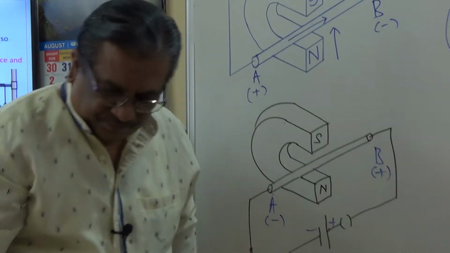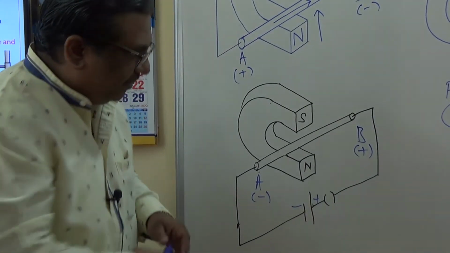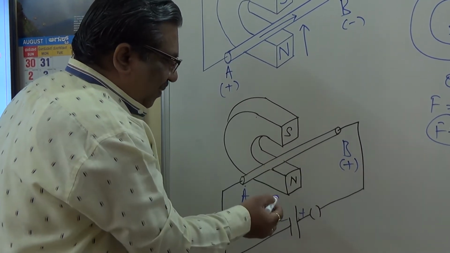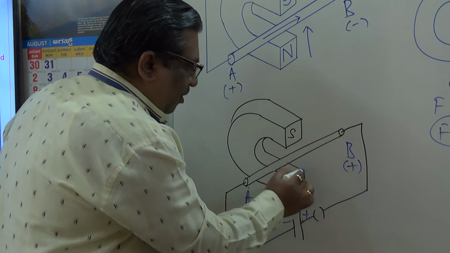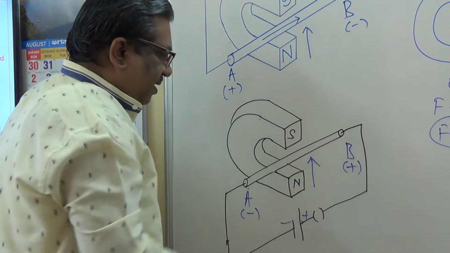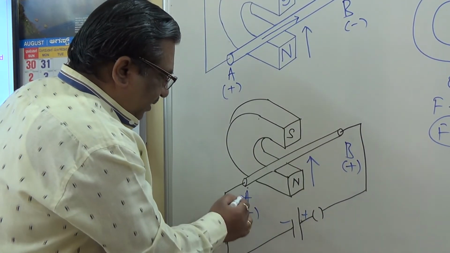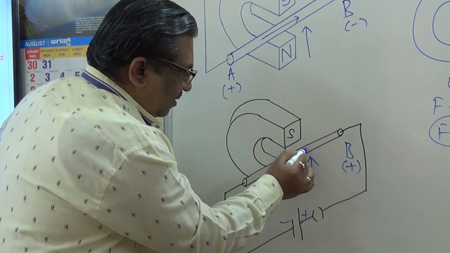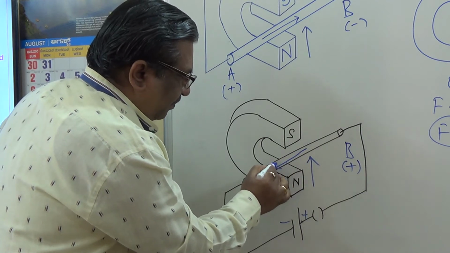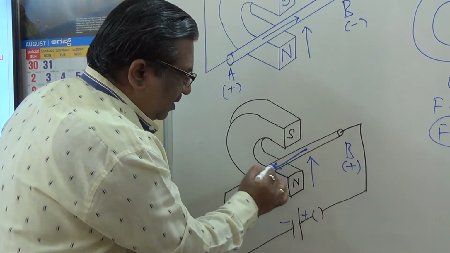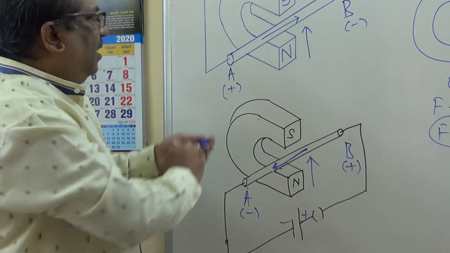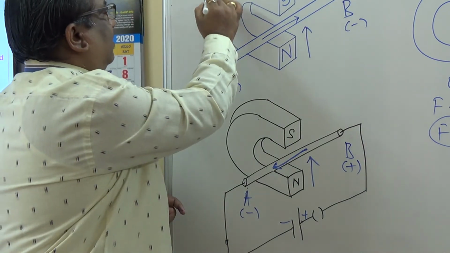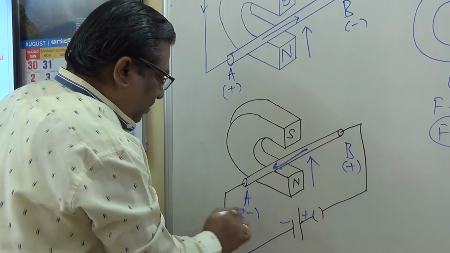What is changed here? The horseshoe magnet and the conductor are placed. The magnetic field is from bottom to top, north to south. Now the direction of the current: this is A here, B here. The current flows from B to A here. Earlier it was from A to B, now it is from B to A. Isn't it? Here also I will mark something like this.